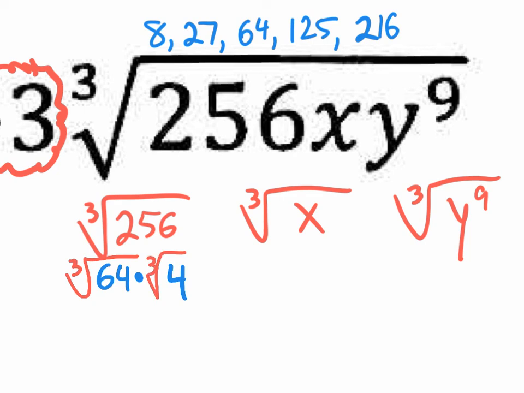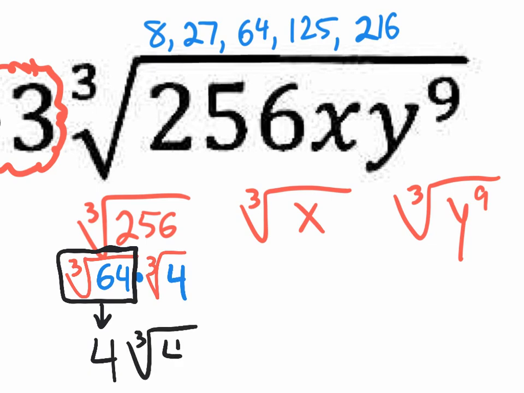And now that I have the cube root of a perfect cube number, I'm able to do that. What do I get? I get 4, because 4 times 4 times 4 is 64. There's no more root on it. You bring down the cube root of 4, and that's the first answer that we have for this first part of the problem. We have 2 more parts to deal with.